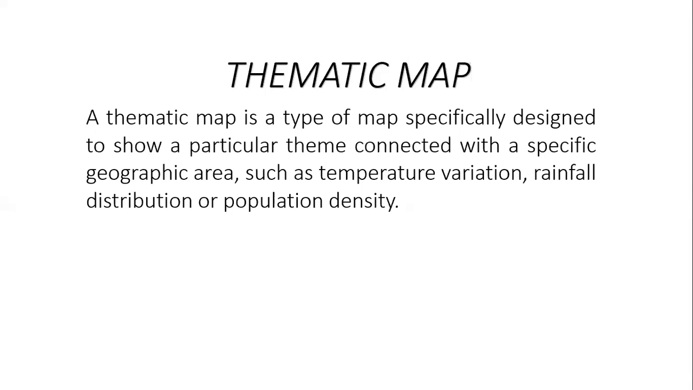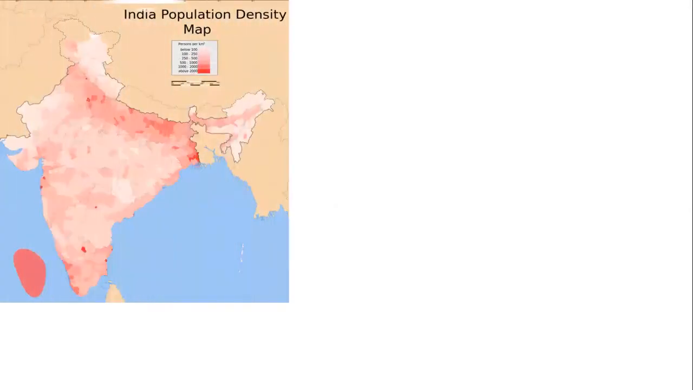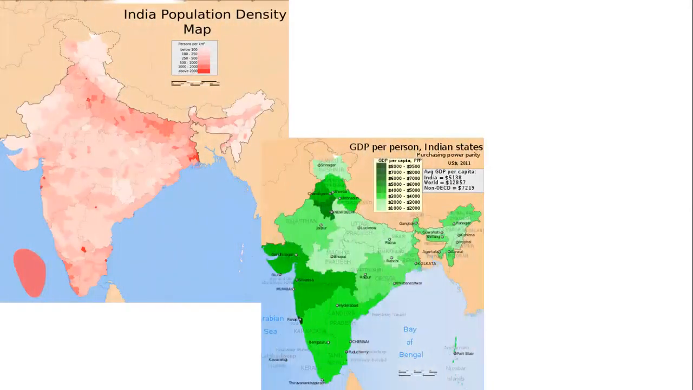Thematic map. A thematic map is a type of map specifically designed to show a particular theme connected with a specific geographic area, such as temperature variation, rainfall distribution, or population density. This is a thematic map.